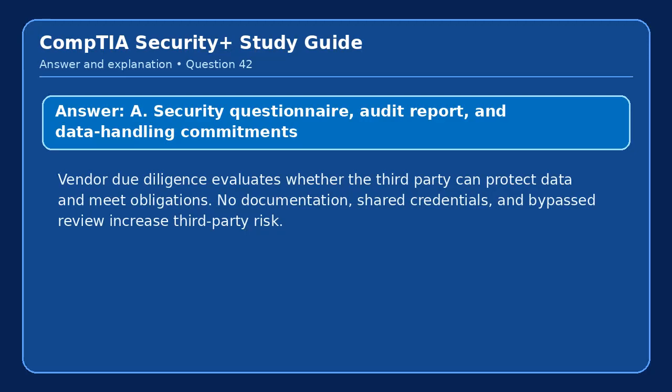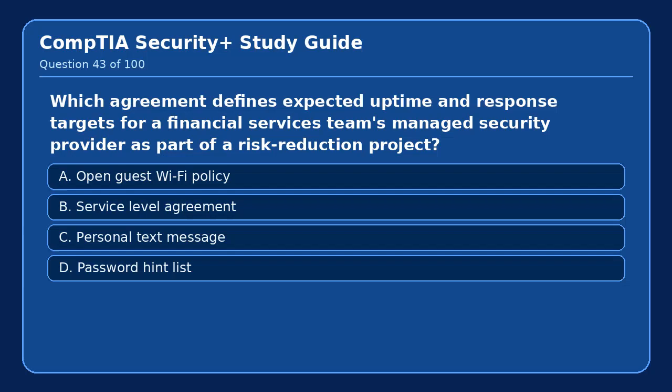Question 44. Before sharing proprietary designs with a consultant, which document should a remote sales group require before the production rollout? A. Public press release. B. Non-disclosure agreement. C. Default root or password list. D. Open source license for all data. Take a moment to choose your answer. The answer is B. Non-disclosure agreement. An NDA creates confidentiality obligations for information shared with the consultant. Press releases, broad open licensing, and password lists do not protect proprietary information.